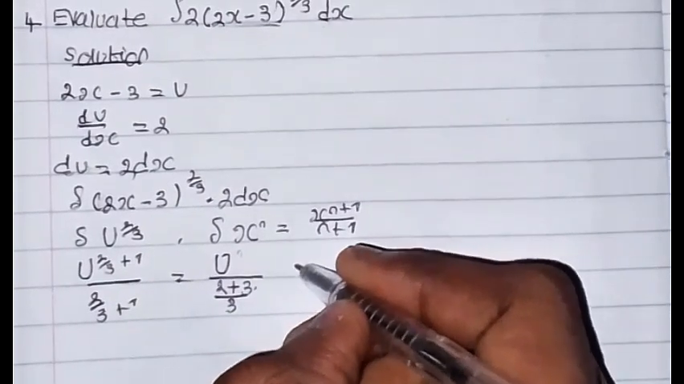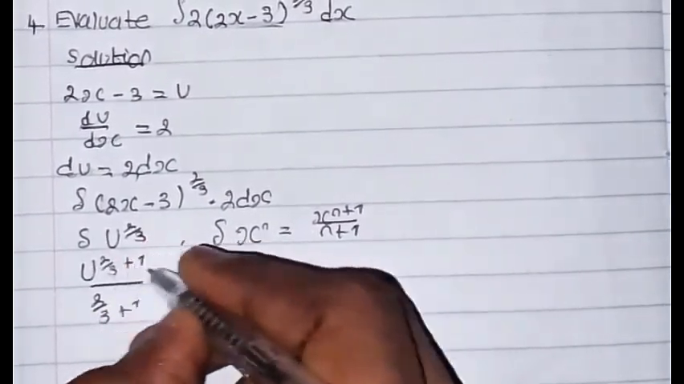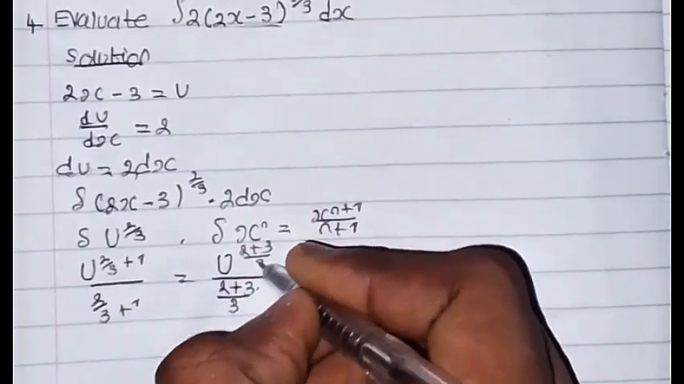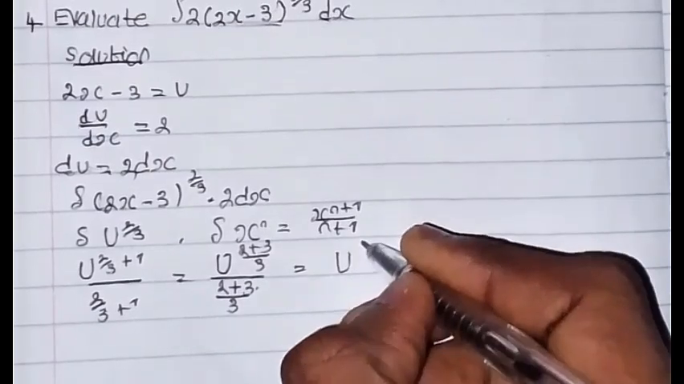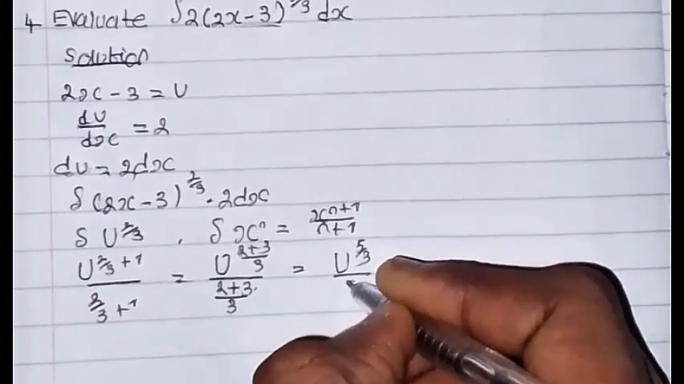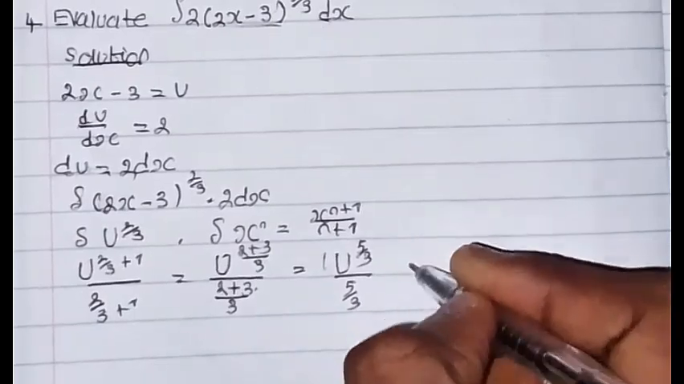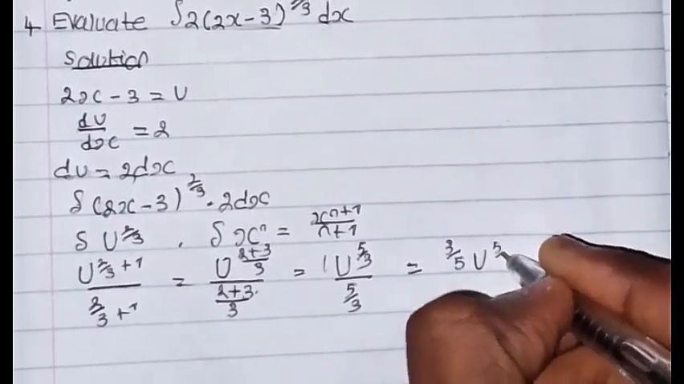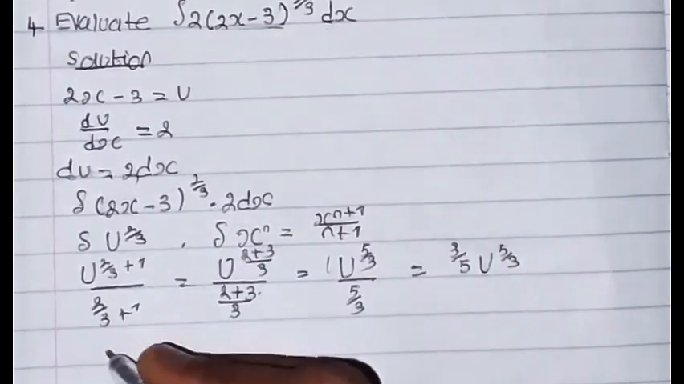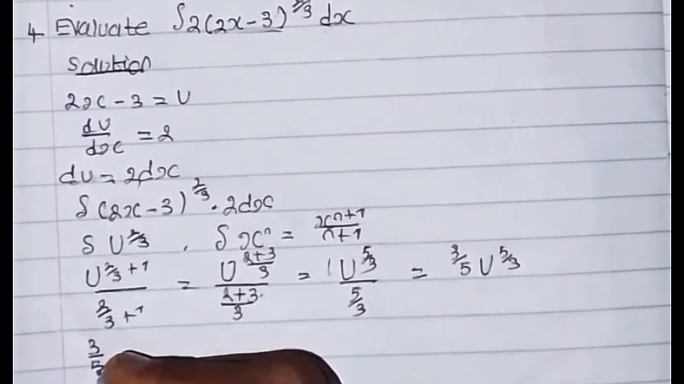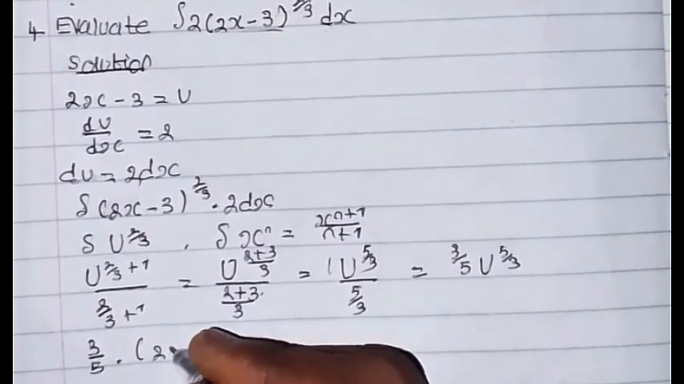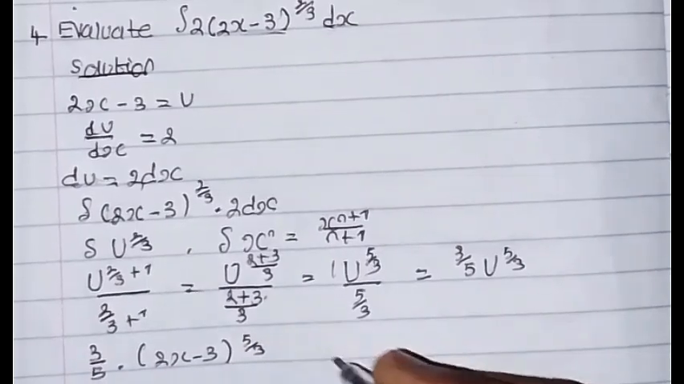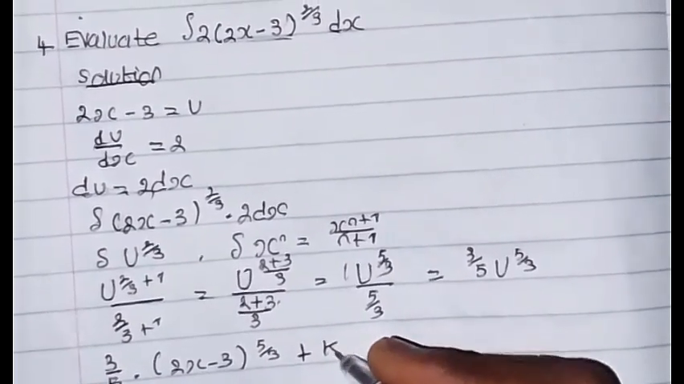So 2 over 3 plus 1, which is the exponent of u, will give us 2 plus 3 divided by 3. So this is now equal to u to the 5 over 3 divided by 5 over 3. The inverse of 5 over 3 is 3 over 5. So this is 3 over 5 multiplied by u to the power of 5 over 3. And we said that u is 2x minus 3, right? So we have 3 over 5 multiplied by 2x minus 3 raised to the power of 5 over 3, and as usual we add our constant, plus k. So this becomes our final answer.